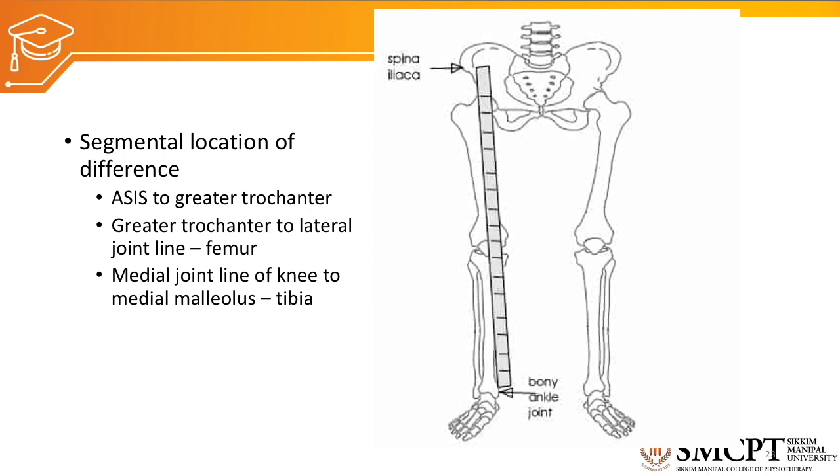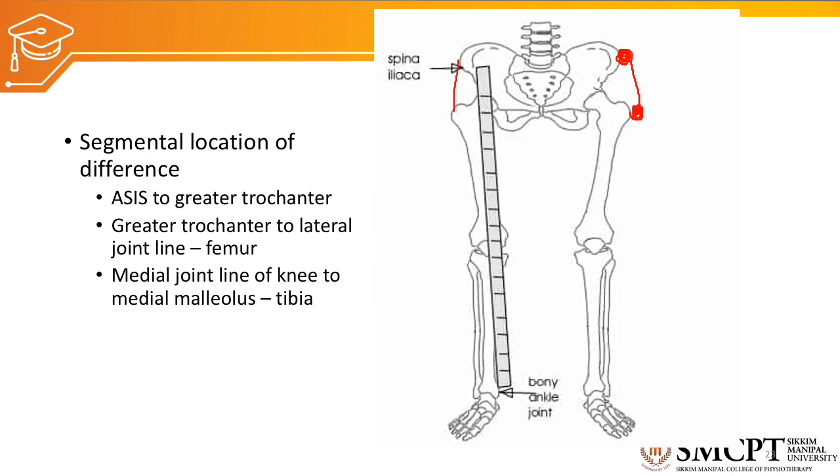The next type of measurement technique is also called segmental location of difference, or segmental measurements. This is not as commonly used as apparent and true limb length measurement, but it is also a valid technique. Segmental measurement means the segments of the lower limb will be measured. The first segmental distance to be measured is from the anterior superior iliac spine, the ASIS, to the greater trochanter. We'll record this distance and compare it with the opposite side.